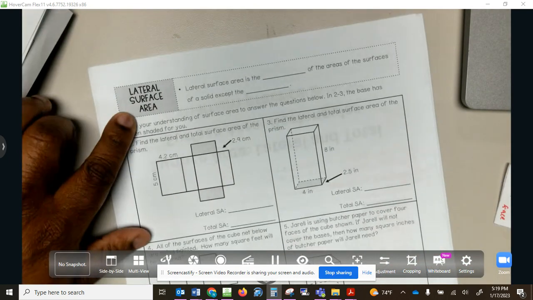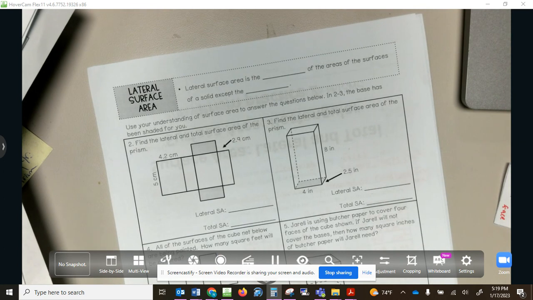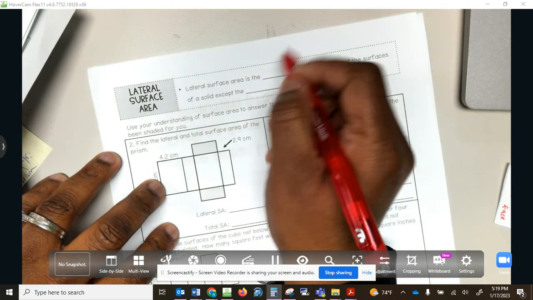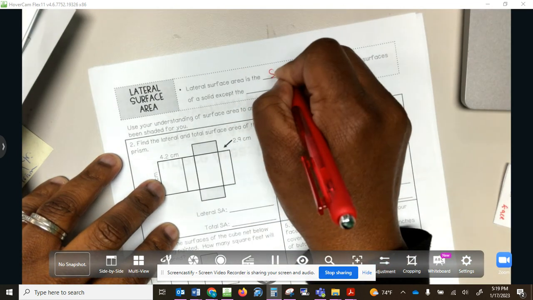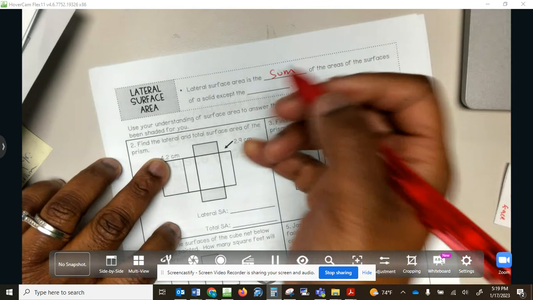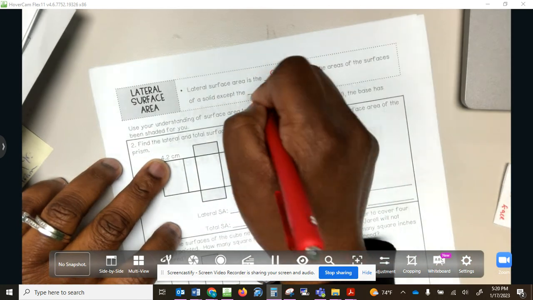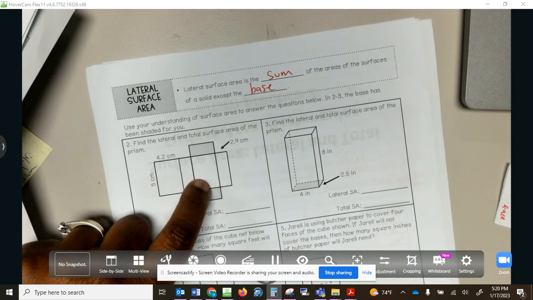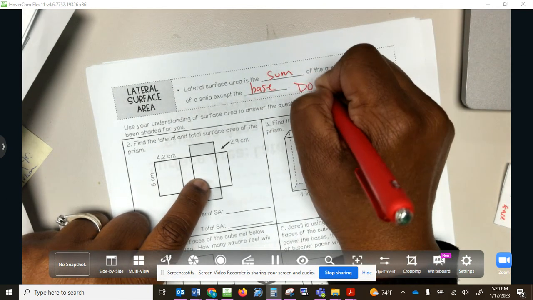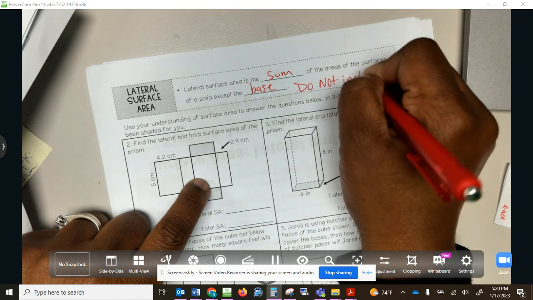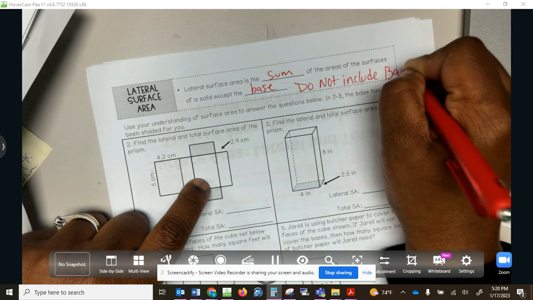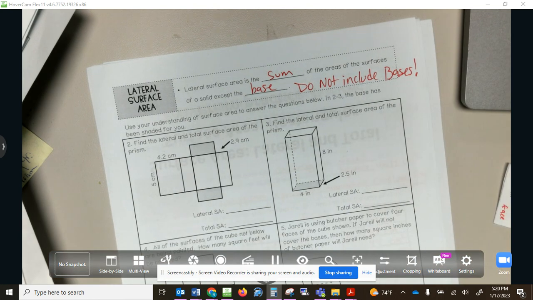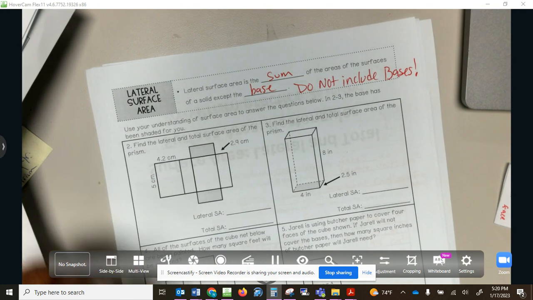So here, let's talk about lateral surface area. Lateral surface area is the sum of the area of the surfaces of the solid except for the base. So all that means is when I'm looking for my lateral, do not include bases. Do not include bases. Anytime they ask you for a lateral surface area, do not include base.